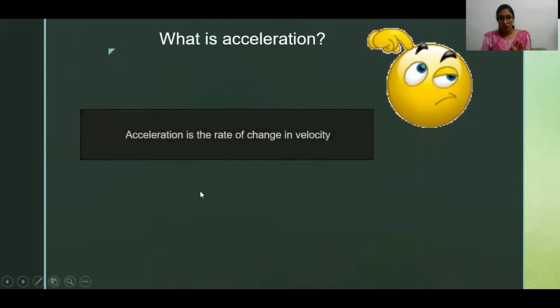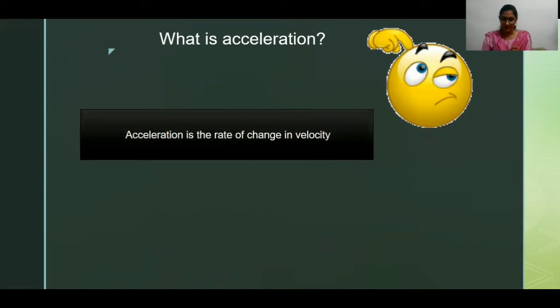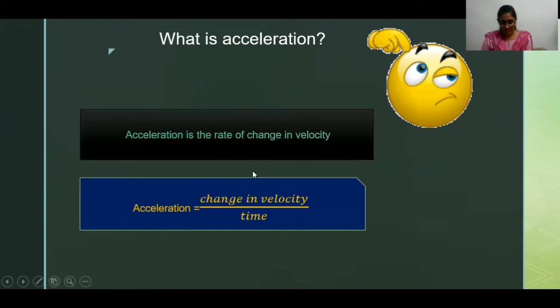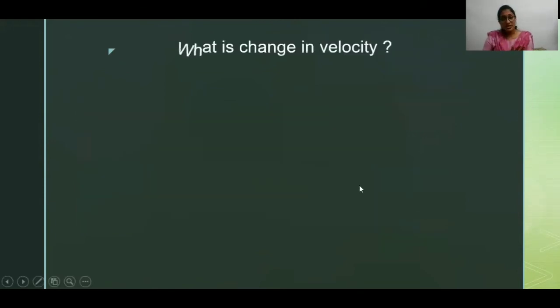Acceleration is the rate of change in velocity. It is the change in velocity per time. When the time changes, how the velocity changes is known as acceleration. So the equation of acceleration is change in velocity divided by time. Then what do we mean by this change in velocity?